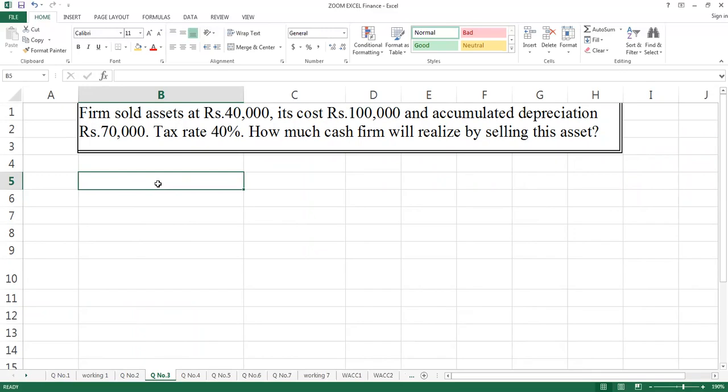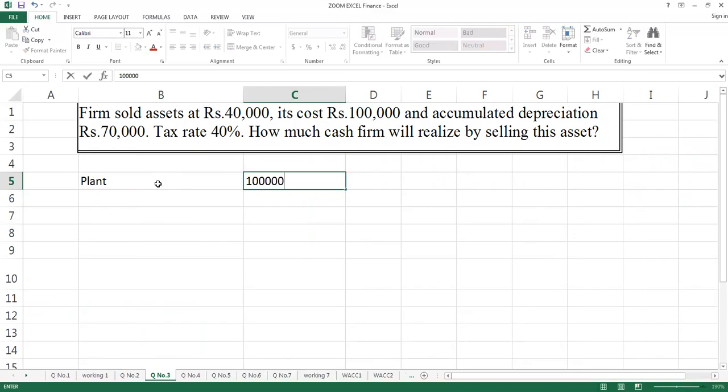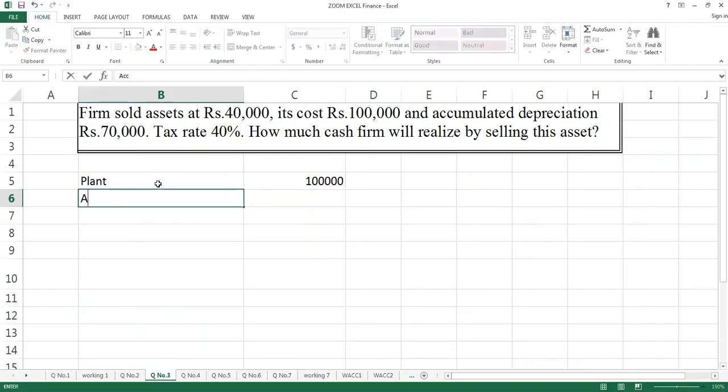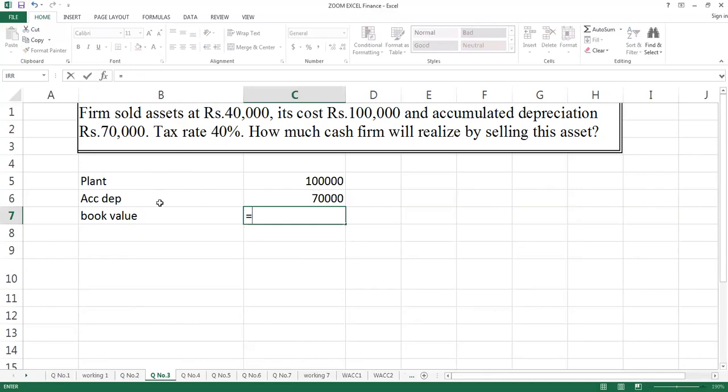So I'm taking the title as plant. The plant value is 100,000. Accumulated depreciation is 70,000. So what should be the book value? Book value, do you know? No? Then please check here. I'll take the cost of the equipment minus accumulated depreciation. The difference will be the book value.